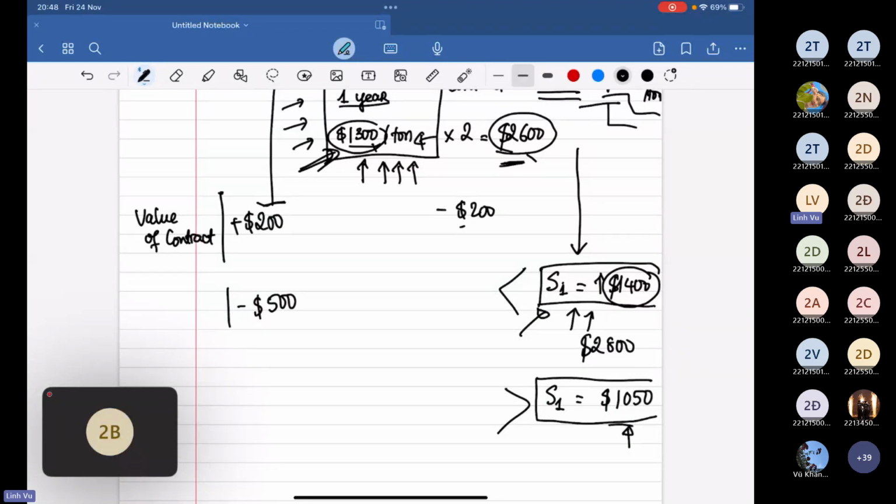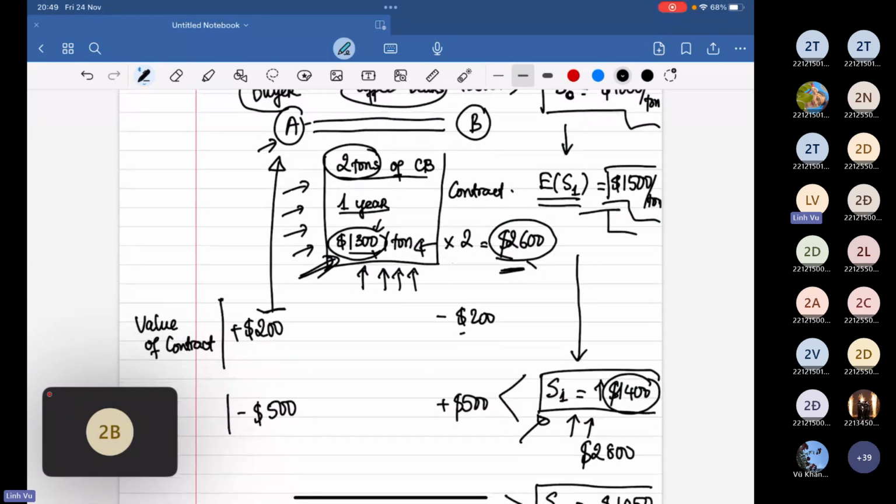And if we look from the perspective of party B, obviously party B in this case will generate a gain. Because instead of selling coffee bean at the price of $1,050 to the market, now party B can sell it to party A at a much higher price. And therefore, party B will have a gain by participating in the contract. And the gain in this case is also $500. Okay, and this is the value of the contract to party A and party B in our second situation.